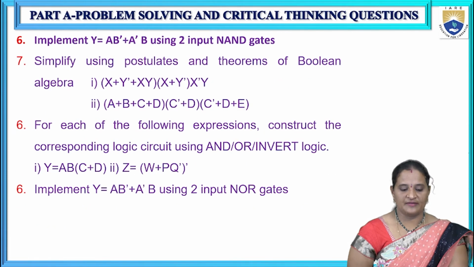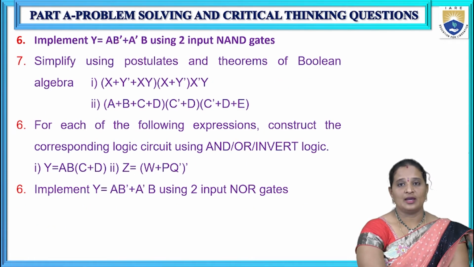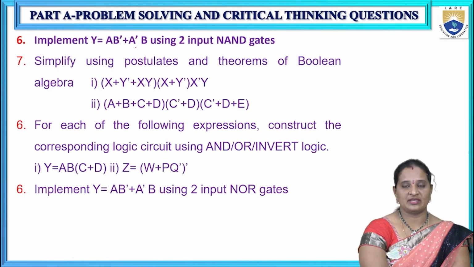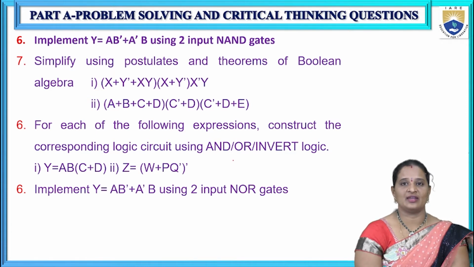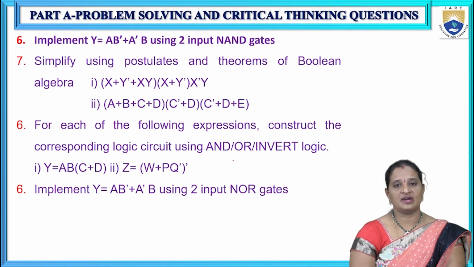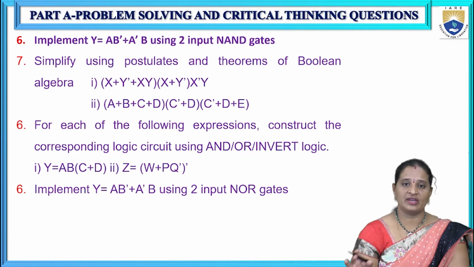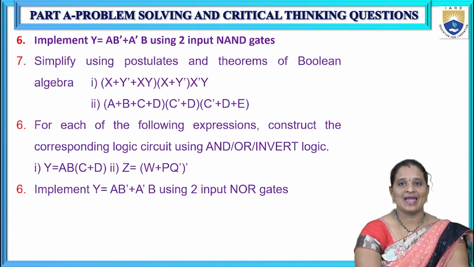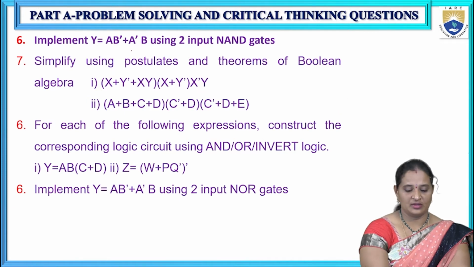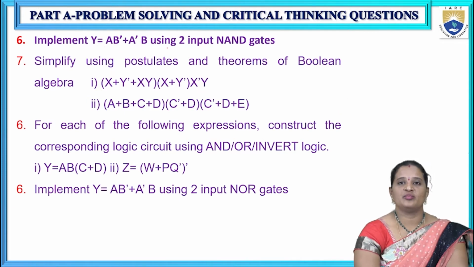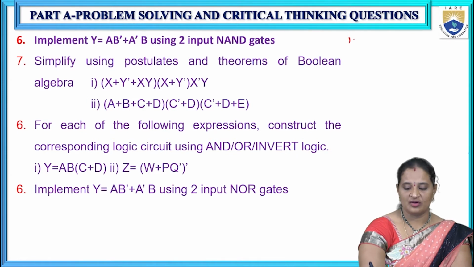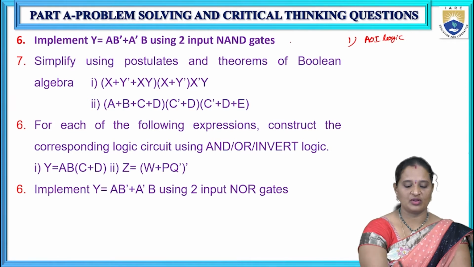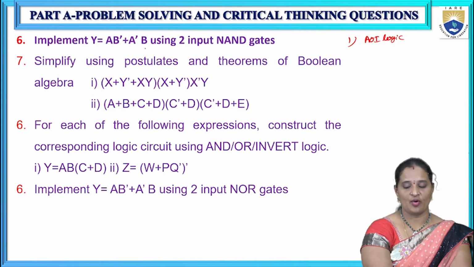So this is the fifth problem. Now implement the Boolean function AB complement plus A complement B using 2-input NAND gates. We have a procedure for realizing a Boolean expression using NAND or NOR logic. So use that procedure and implement this logic function using 2-input NAND gates. What is that procedure? First, we need to draw the AOI logic for the given Boolean function. What is the given Boolean function? AB complement plus A complement B.